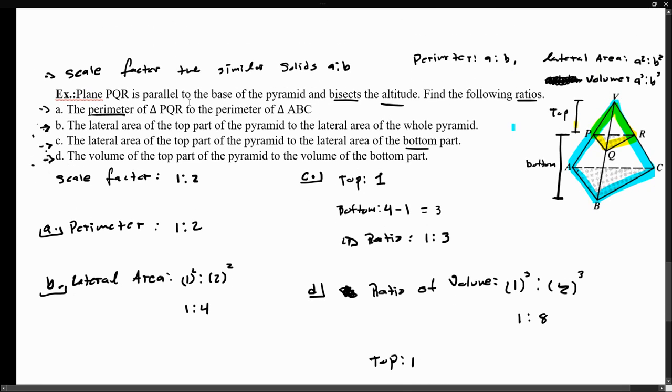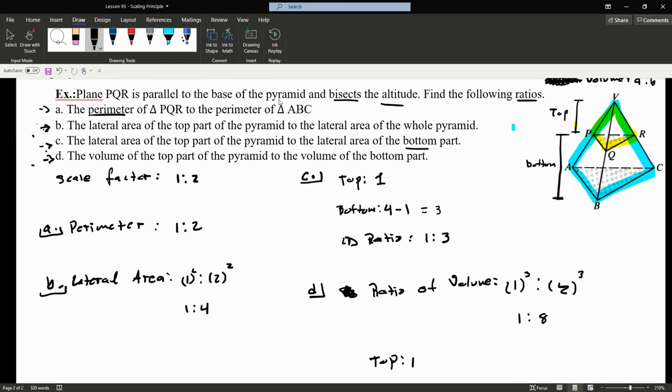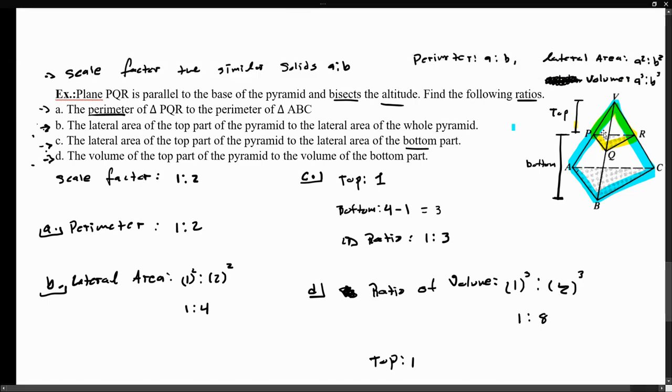And notice how important it is to know this idea, because we couldn't find the volume of this pyramid, since all we knew was this information. We only knew that we were talking about a pyramid where a plane bisects the altitude. We don't know anything else. So once you know the scale factor of two similar solids, then you can find the proportion among the perimeters, the lateral areas, and the volumes.